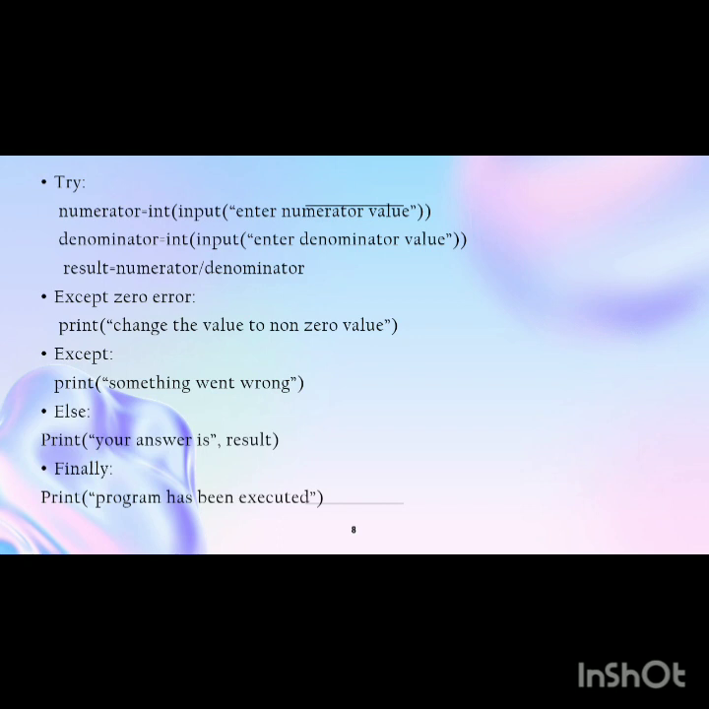Except ZeroDivisionError: print change the value to non-zero value. The second except: print something went wrong. Else: print your answer is, comma, result. The fourth keyword used in exception handling is finally, that is, print program has been executed.